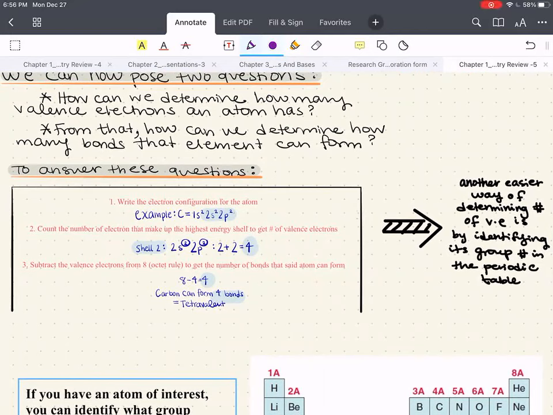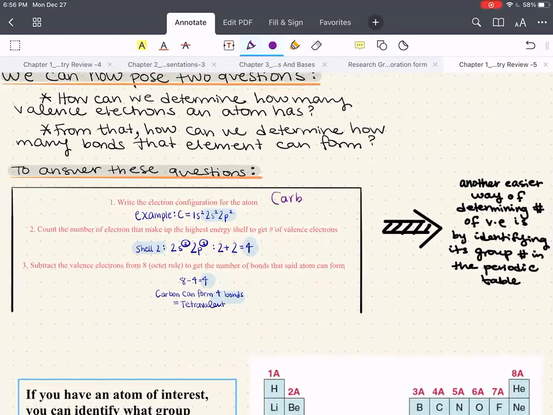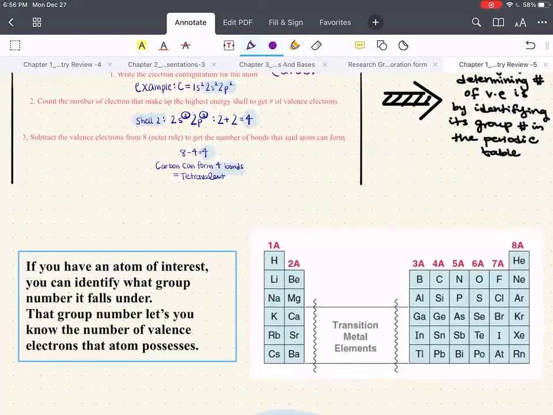Let's look at carbon. Since we're dealing with organic chemistry and carbon-containing materials, let's see how many valence electrons carbon has, and then how many bonds it can form. We're going to look at our periodic table of elements and find carbon. Here is carbon circled in purple. The first step for the electron configuration method is to write the electron configuration for that atom. So we're going to write the electron configuration for carbon.